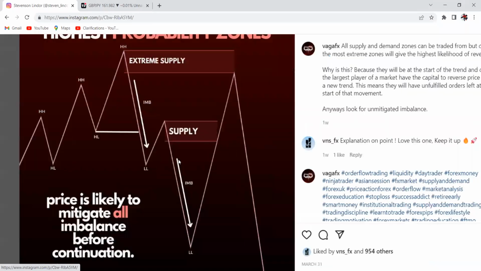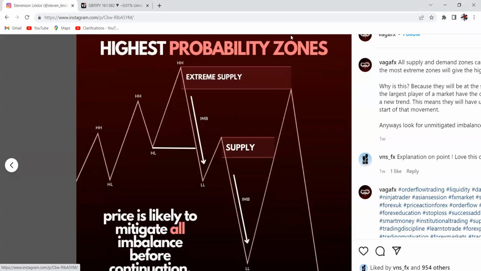So high probabilities, right? So this right here for sell zones, right? Higher highs, higher low, higher high, higher low, higher high, boom. No more higher high. Most importantly, no more higher low. Now we got lower lows. So then you'll have a minor supply, right? For a sell, and then you have your major, your extreme.